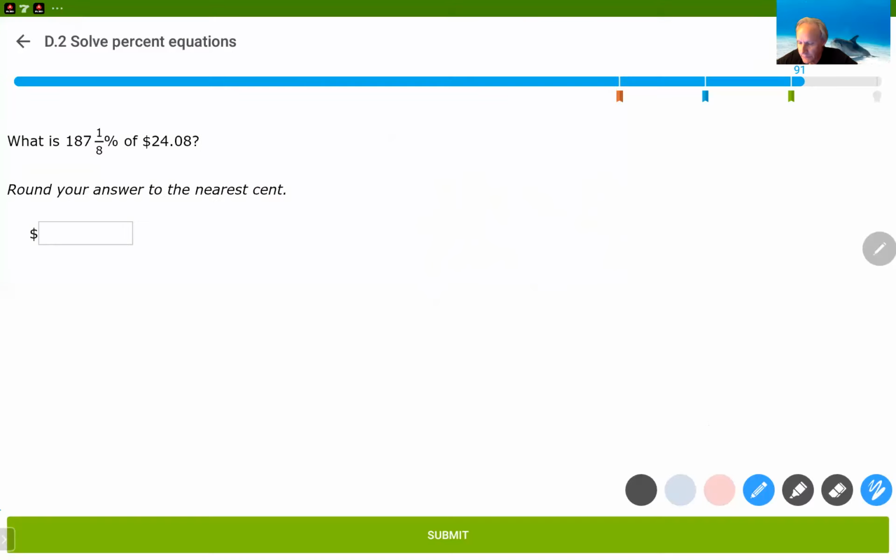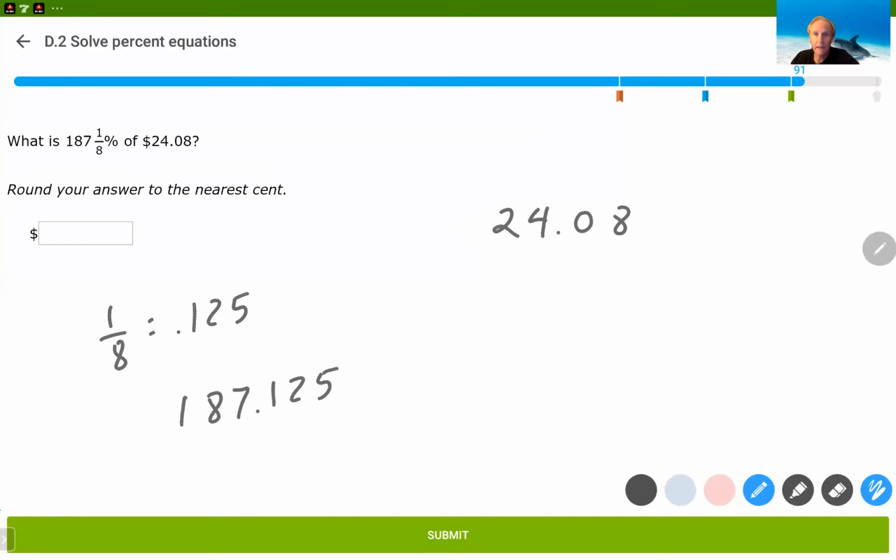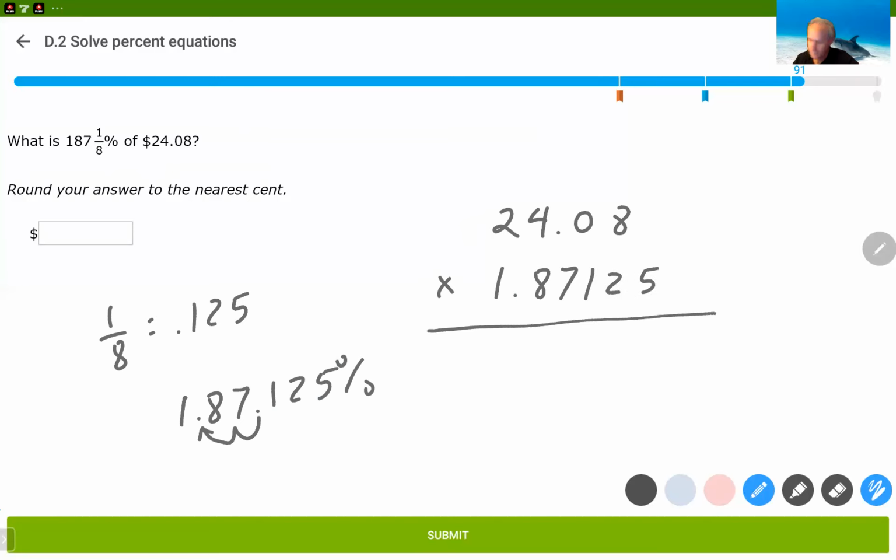This one is taking forever, isn't it? Oh, 187 and 1/8%. Wow, to the nearest cent. Okay, so we're going to take the 24.08. Now, I just happen to know that 1/8 is equal to 0.125. And 187.125 written as a percent. The percent symbol moves the decimal 2 places. So we're going to multiply this by 1.87125.